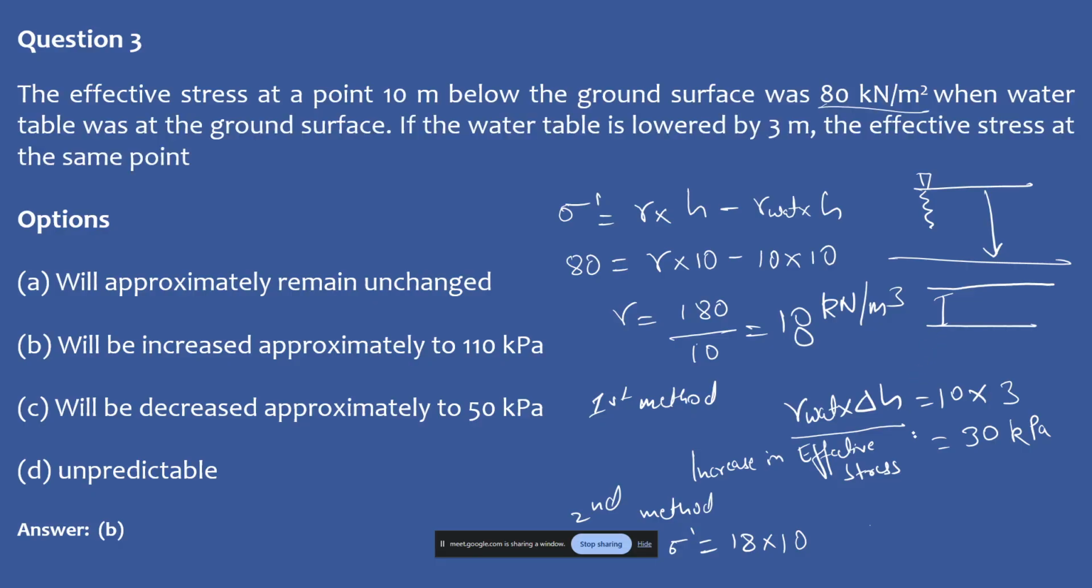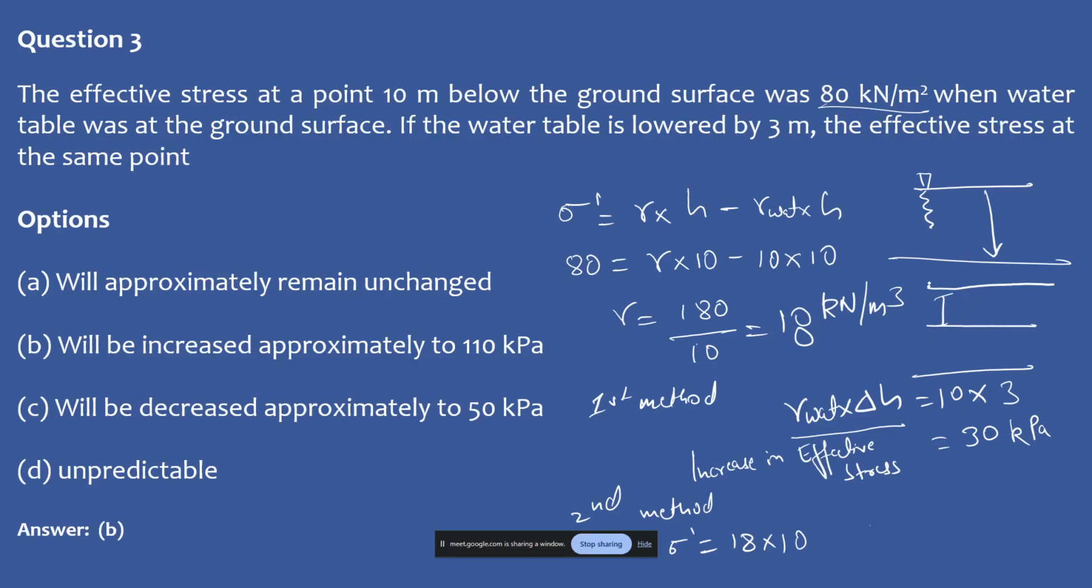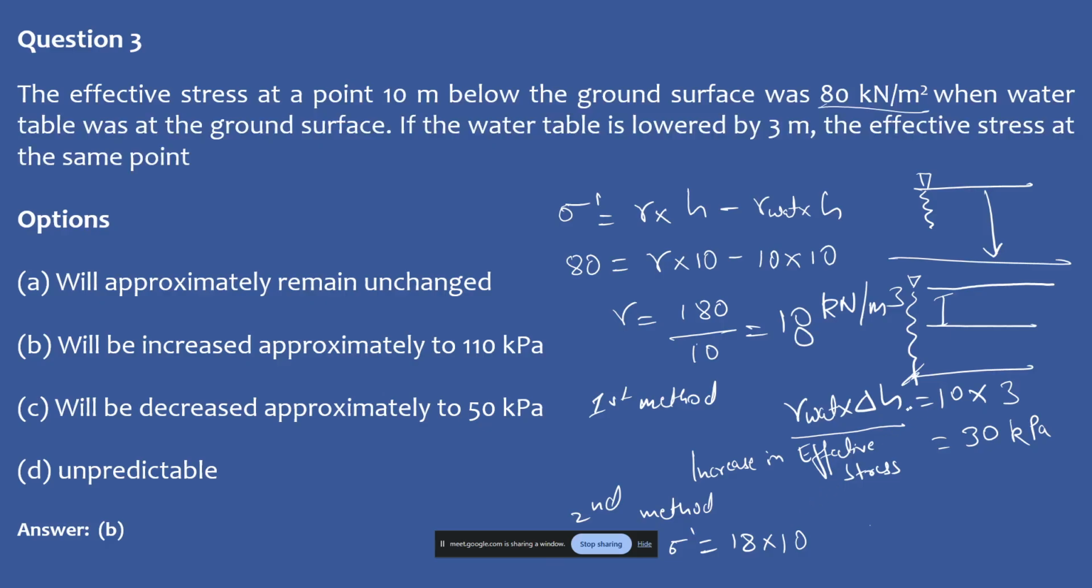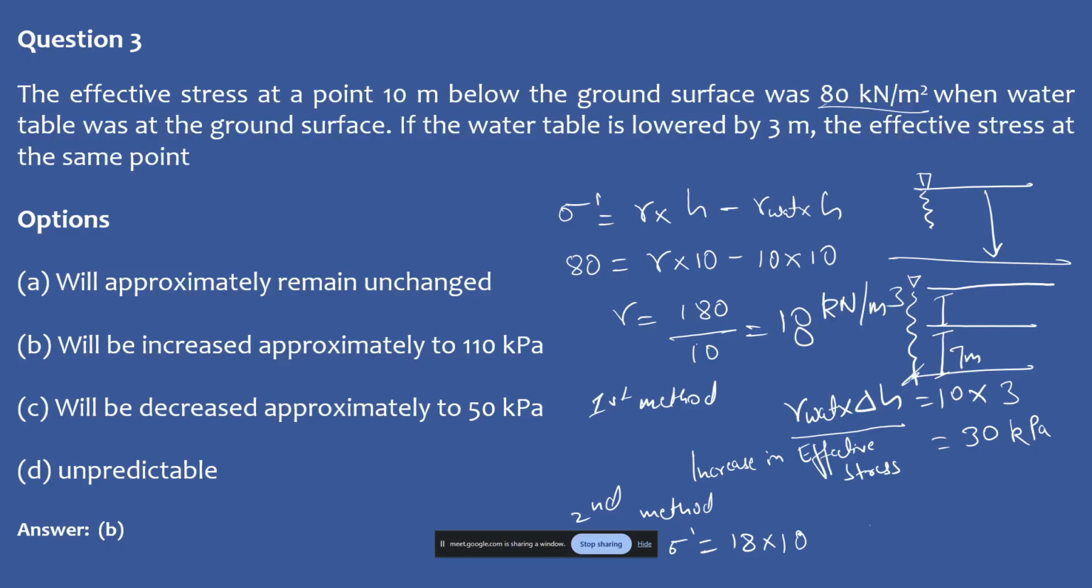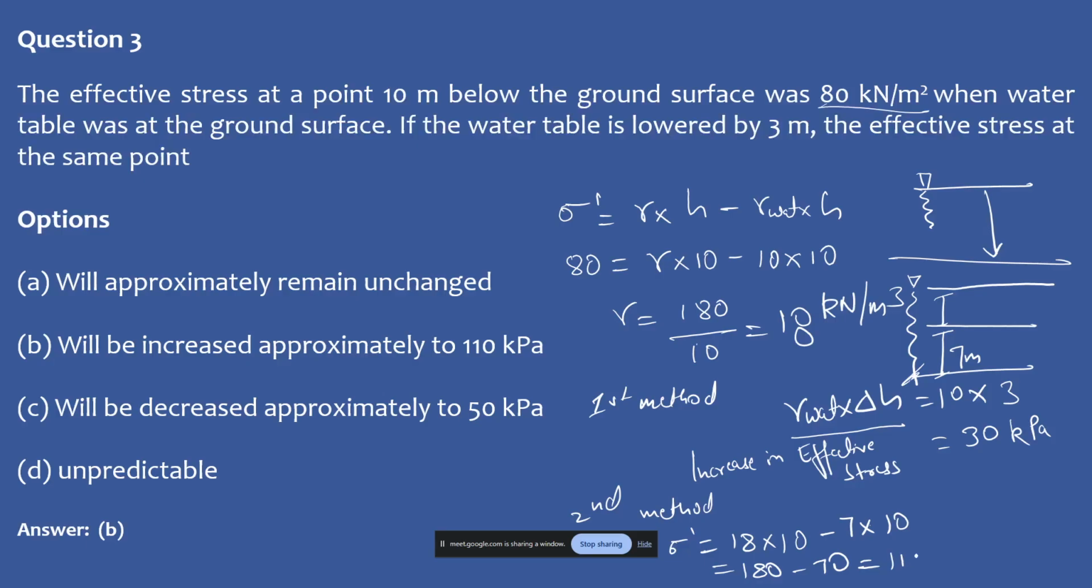Okay, and then how much is this decrement? Initially your water table was here at 10 meter, so your effective stress here was initially 80 kPa, and with the help of that we have calculated 18 kilonewton per meter cube. Now it has been lowered by 3. Yeah, so now you are having 7 meter available here. So 18 into 10 minus 7 into, again the unit weight of water is 10, so 180 minus 70, that will basically give you 110 kPa.